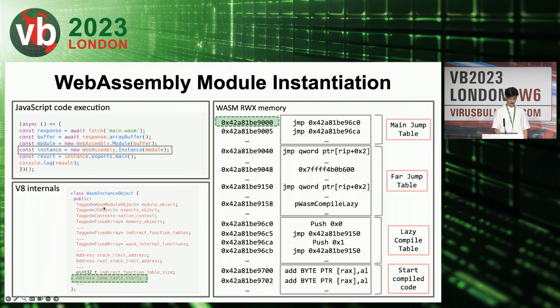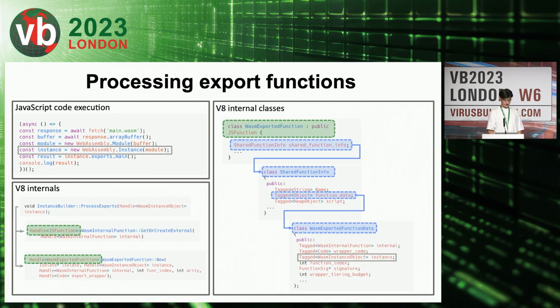Here is the class with pretty important arguments like the module associated with it, the exports also, and another interesting argument is the jump table start, as it gives us access to the start of that RWX memory region. Like I said, the instance builder is processing exports, and so it gives us access to how WebAssembly exports in JavaScript actually look like in the V8 internals.